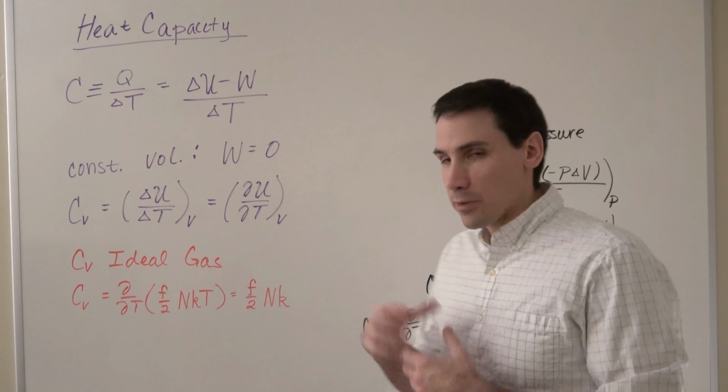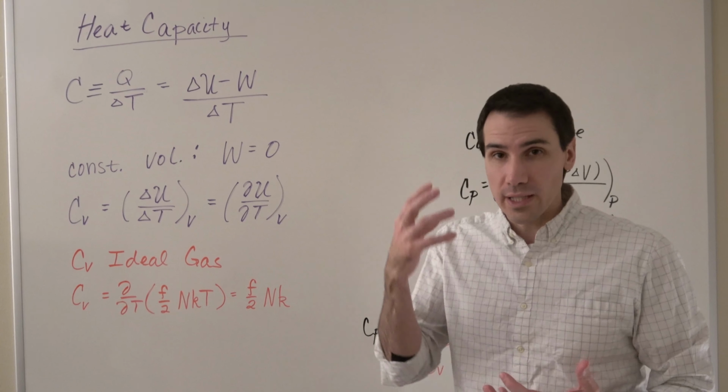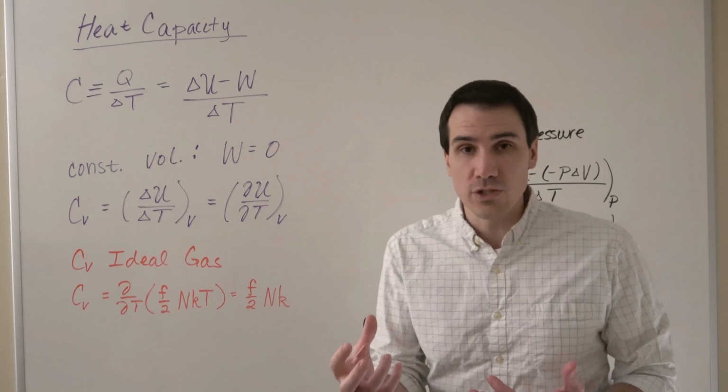So, for example, if I have a monatomic ideal gas, if I want to heat up that gas, it can only store energy in terms of translational motion, so I just have to make the molecules move more quickly, and that will increase the temperature of my gas.